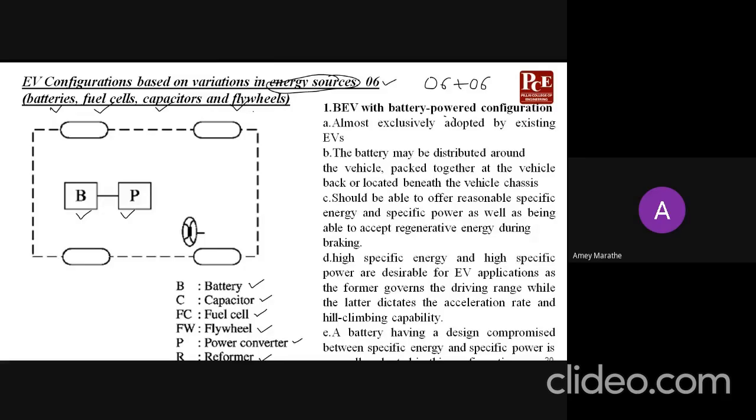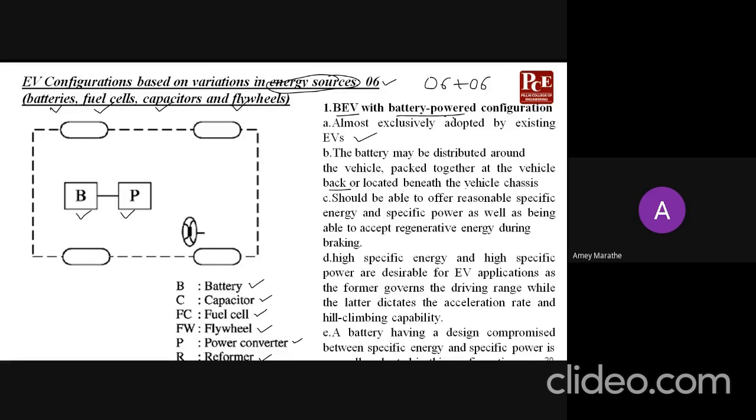Most common in EVs is the battery configuration. So BEV, the first one, is the battery electric vehicle with battery powered configuration. It is almost exclusively adopted by all the existing EVs. Nowadays, whatever electric vehicles you see, you will always see this type of configuration: a battery and a power converter. The battery may be distributed around the vehicle, or packed together at the vehicle back, or located beneath the vehicle chassis.